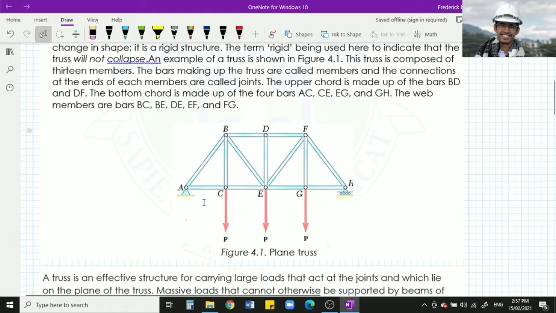So in a truss, we have the top chord, bottom chord, and web members. The top chord is the members at the top. The bottom chord is the members at the bottom, the AC, CE, and so forth. And we have the web members, or the diagonal members of our truss. Right? If you have seen the roofs of gyms, those are big trusses. You will see that they have a top chord, bottom chord, and web members. Okay?